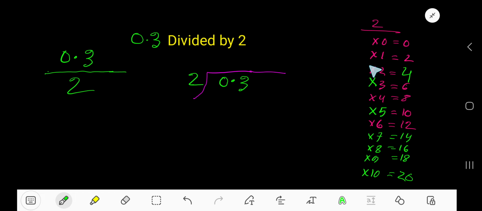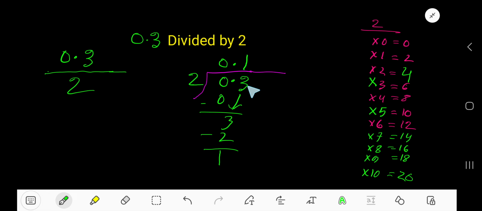Now look, 2 goes into 0 how many times? 0 times, write 0. 0 times 2, 0. If you subtract, you are getting 0. Bring down this 3. Before this 3 there is a decimal. Decimal must come to the quotient directly. So 2 goes into 3 how many times? 2 times 2 is 4, which is greater, so 1 time. Write 1. 1 times 2, 2, subtract again, 1.